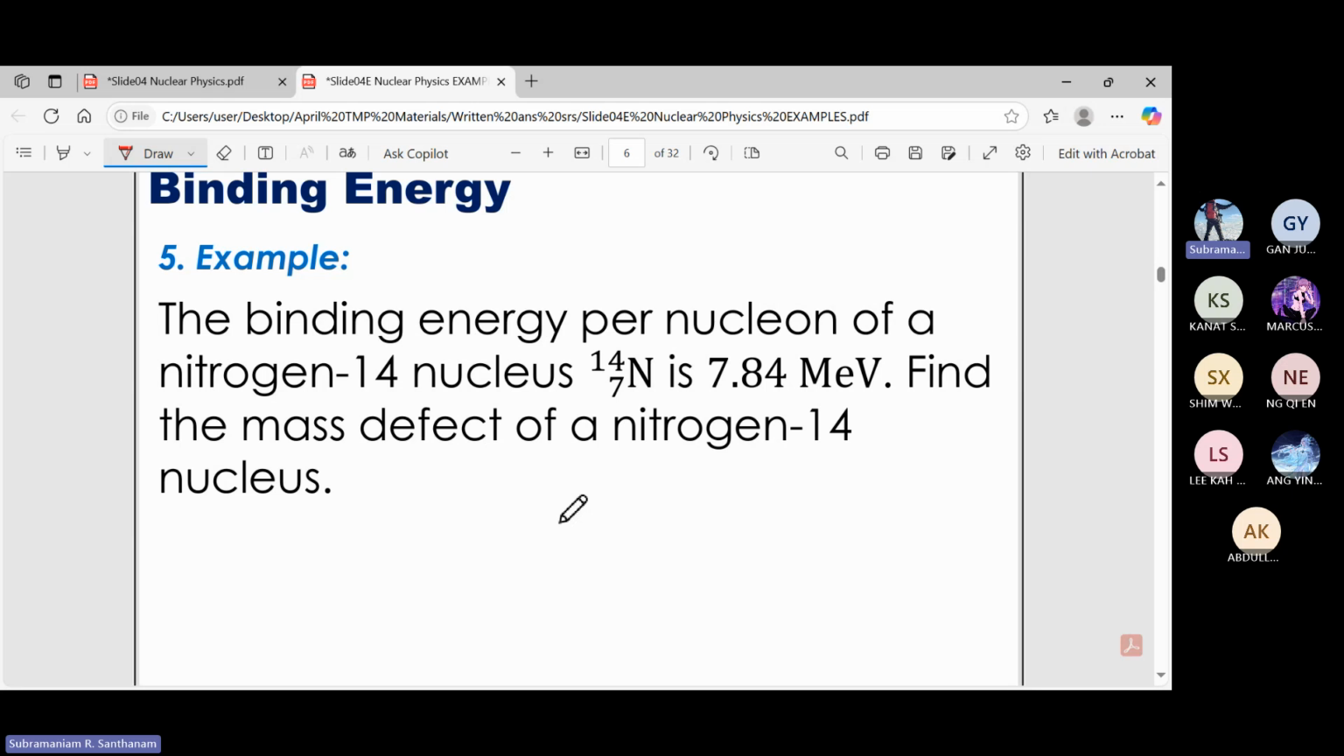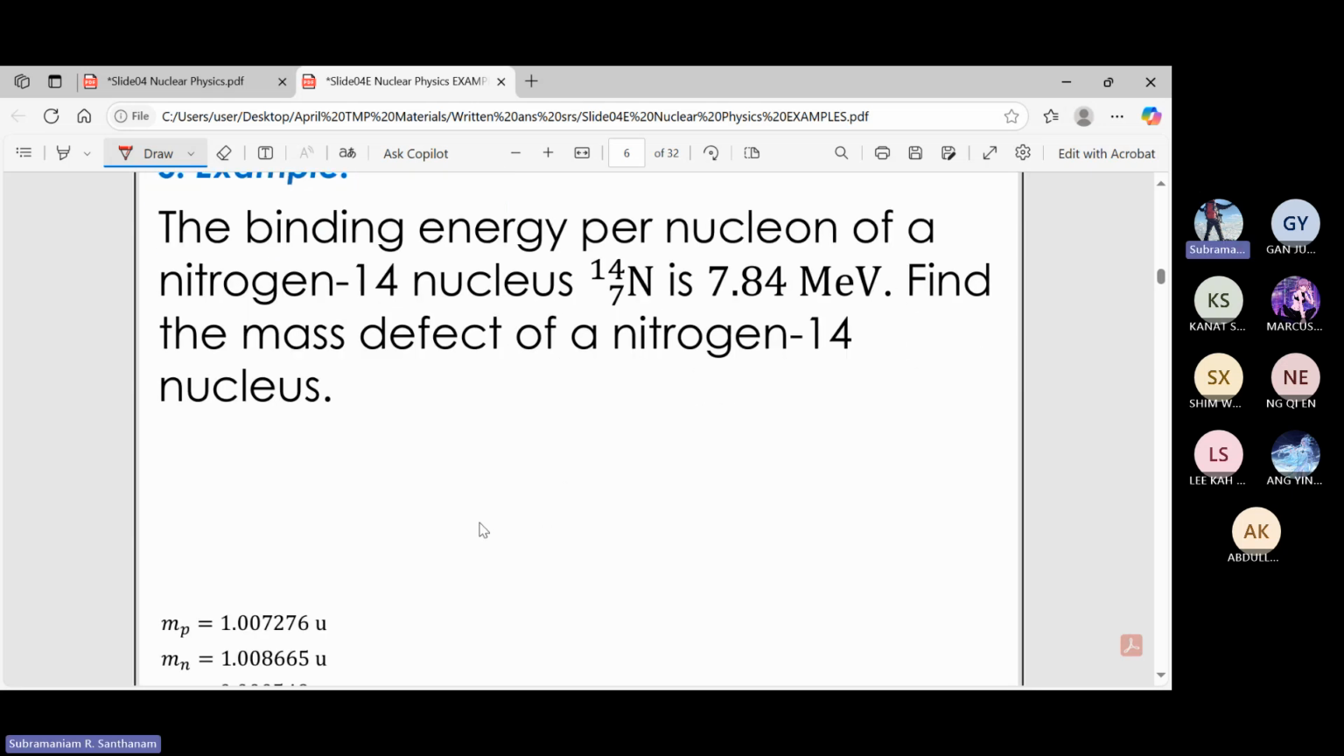Question number 5. Find the mass defect. So the mass defect delta M is equivalent to 0.118 U.